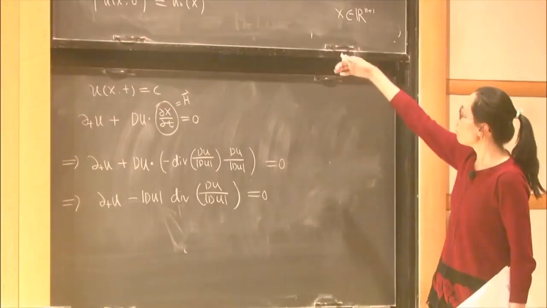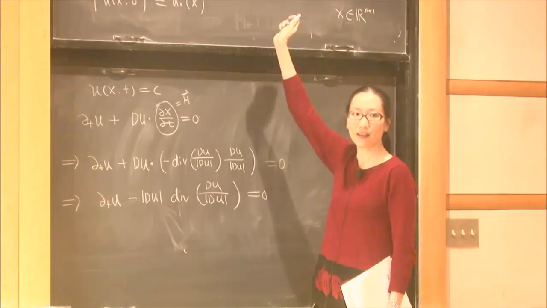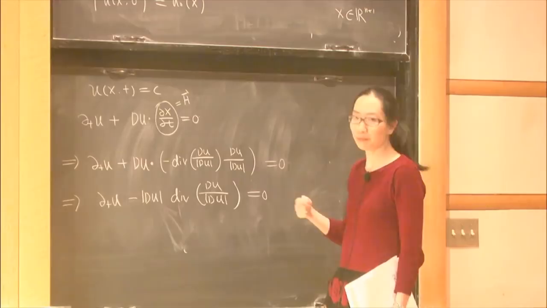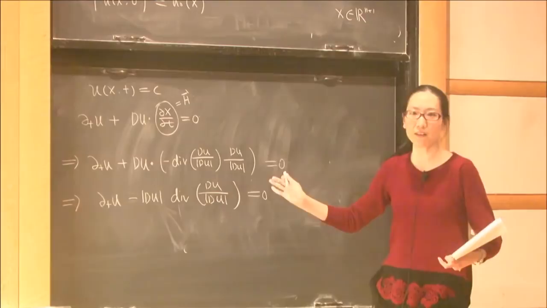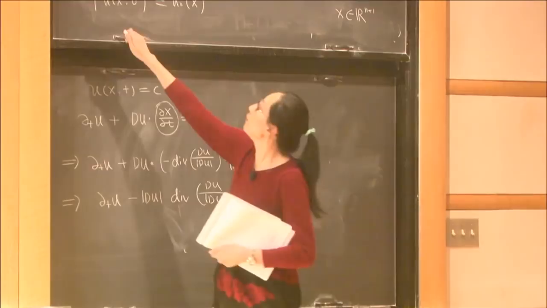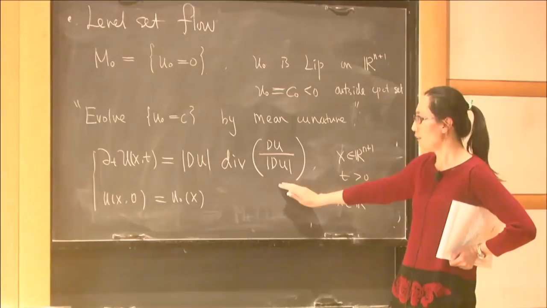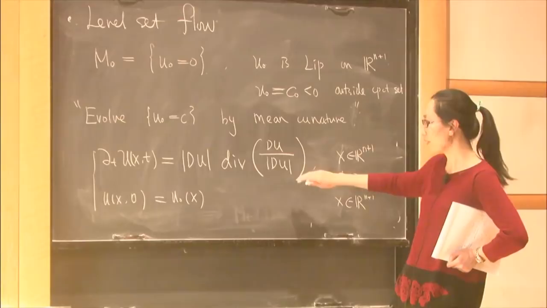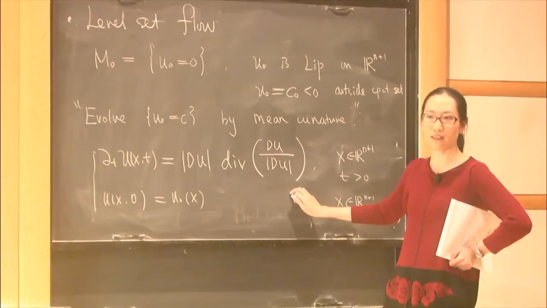Why is it formal? Because all this calculation doesn't make sense at a critical point. This argument is only rigorous when Du is not zero. When Du is zero, the argument is only formal, not rigorous. So actually, this initial value problem does not have a classical solution. It has a weak solution in the viscosity sense, but I don't want to explain the definition of viscosity in this talk. It's going to be too technical.